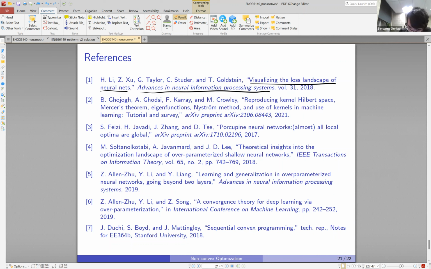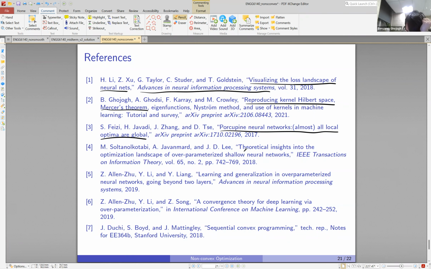Also, this is our paper on kernels: reproducing kernel Hilbert space, Mercer's theorem, eigenfunctions, Nystrom method, and use of kernels in machine learning. You can look at that. I cited this for explaining, do you remember I was saying that when in a layer of a neural network we go from a smaller number of neurons to more neurons, it's like a kernel. So you can take a look at this to know about kernels. Also, this paper is saying why in neural networks almost all local optima are global. Do you remember I talked about it?